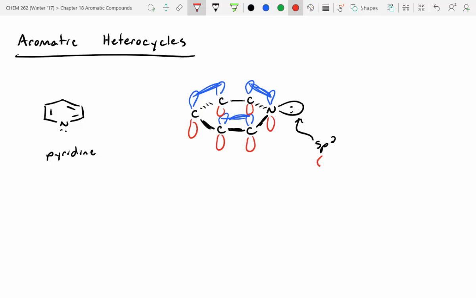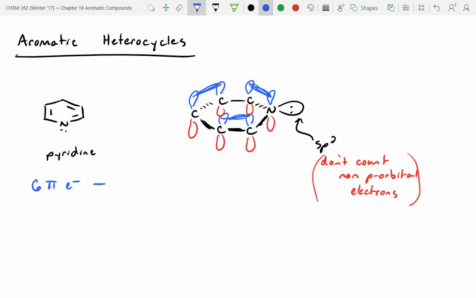So don't count non-p orbital electrons. If we look at this one, pyridine has 6 pi electrons, therefore it is aromatic. Right? Do you guys see that?